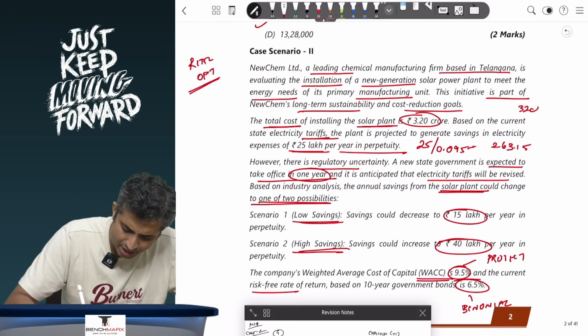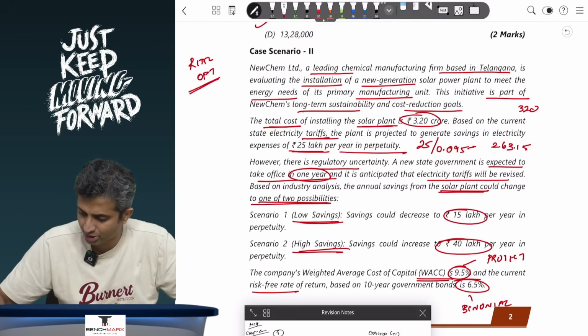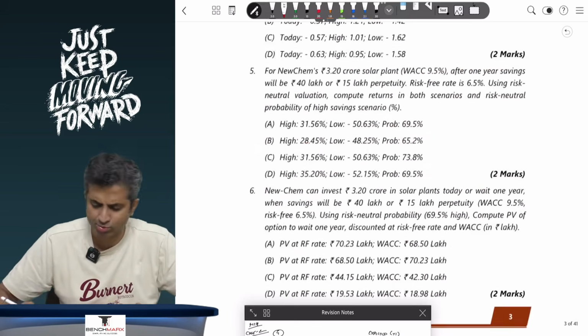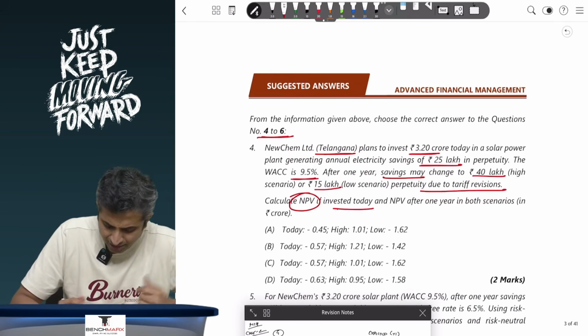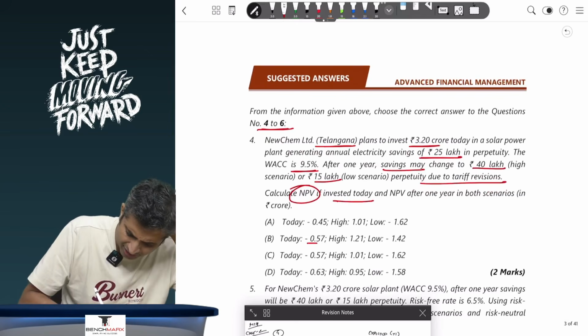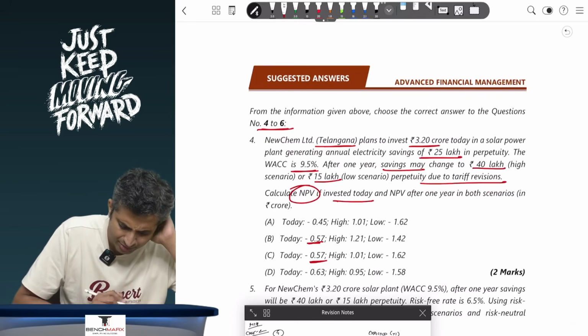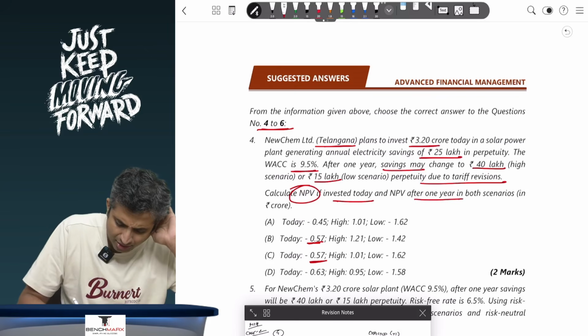And there's 320 crores of investment. So the difference between the two will be a negative 56.82 lakhs. So if I take it in crores, maybe around 0.57 crores. So today there is a negative NPV. Also NPV after 1 year in both scenarios.